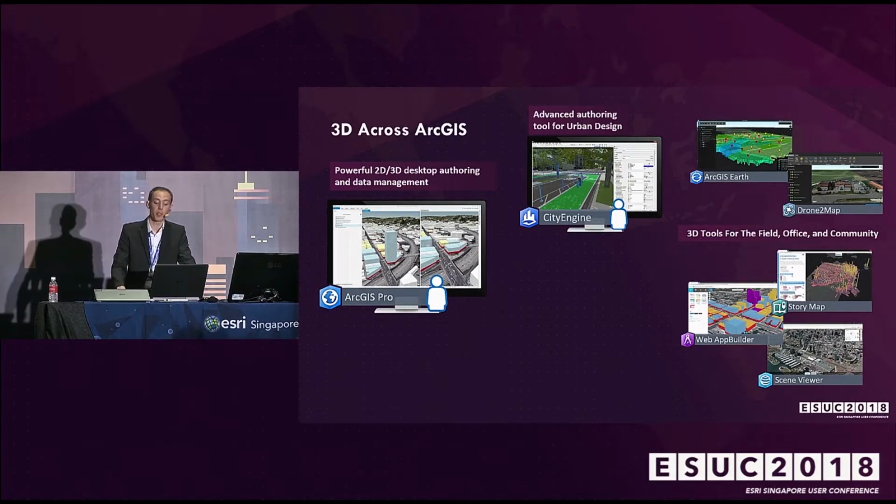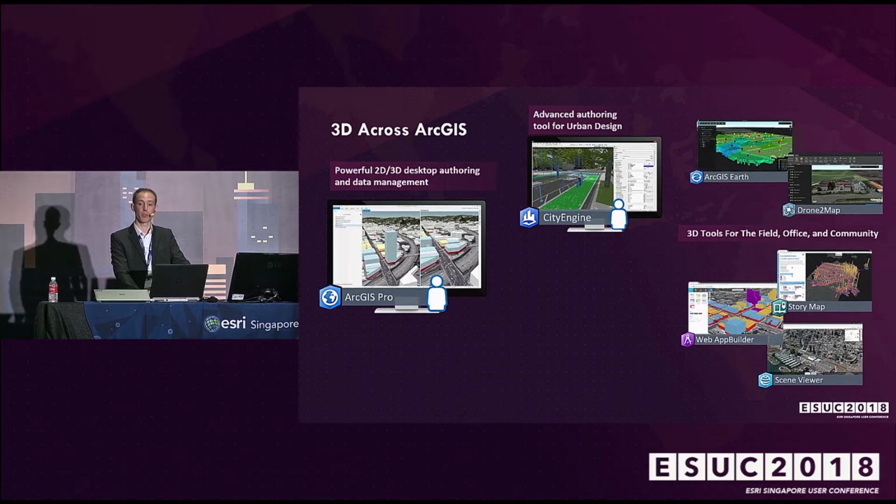GIS is 3D and it's ready to use across ArcGIS. So you have ArcGIS Pro for powerful 2D and 3D desktop authoring, analysis, and data management. CityEngine, an advanced authoring tool for urban design using procedural modeling, and many other apps to help you explore and create 3D content for the field and the office.